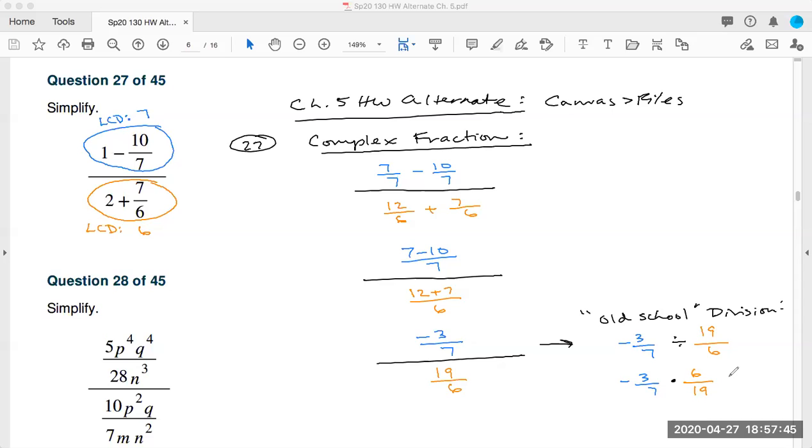Okay. Nothing cancels from top to bottom. Like 3 doesn't cancel with 19, 3 doesn't cancel with 7, 6 doesn't cancel with 7, 6 doesn't cancel with 19. So we're going to multiply straight across in this next step. That's going to be negative out front, 3 times 6 on the top, and then 7 times 19 down below. So that gives you negative 18 divided by 133.